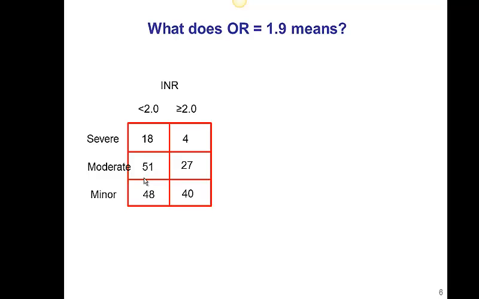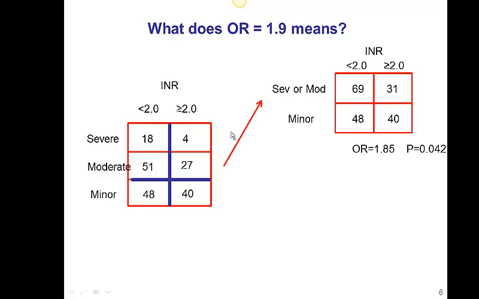So in order to compute an odds ratio, you first need to collapse these categories into 2 categories. So you draw a 2x2 table and collapse into 2 categories. In this example, what we do is collapse the moderate and severe categories. So now you have 18 plus 51, 69 patients whose INR is less than 2.0 and who had either severe or moderate stroke. And now we have a familiar 2x2 table, so you can compute the odds ratio. The odds ratio for this 2x2 table is 1.85 and the p-value is 0.042.